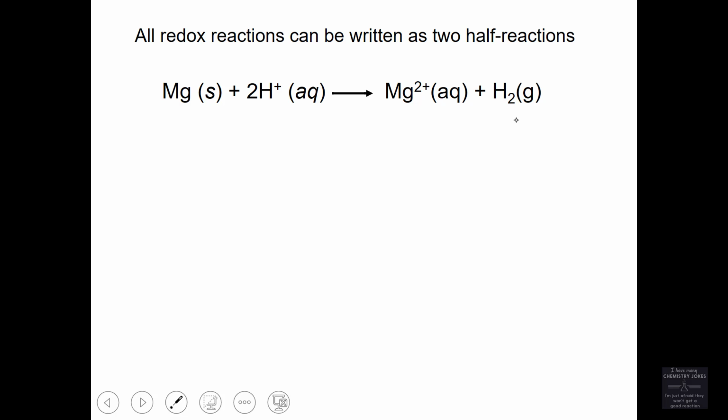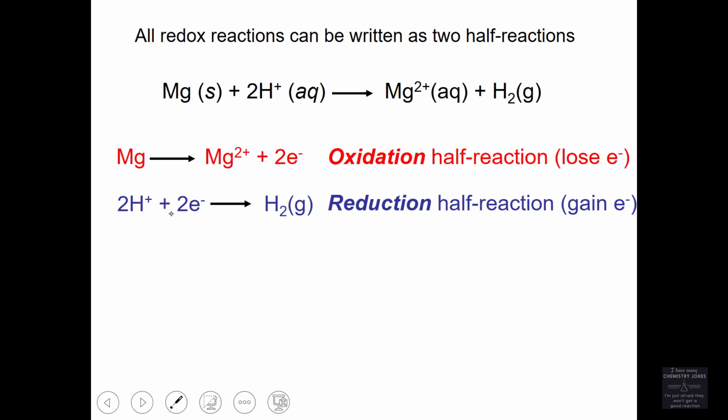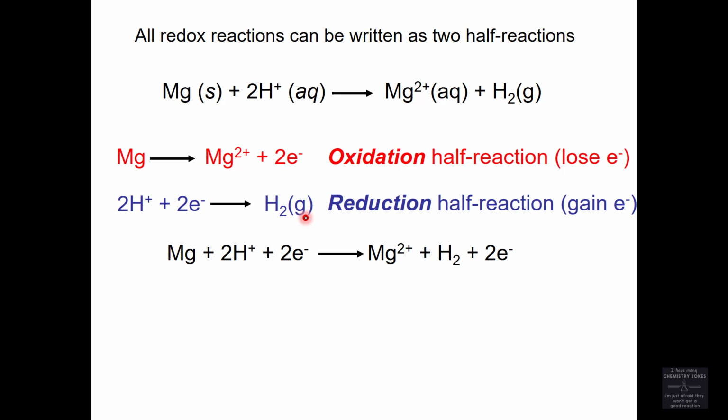So if we take a closer look at that same redox reaction, all redox reactions can be written as half reactions. If you include just the magnesium part, you get Mg yields Mg2+ plus 2 electrons. That is our oxidation half reaction. The oxidation half reaction always loses electrons. The reduction half reaction always gains electrons. So if we have the hydrogen part of the equation, that's the reduction half. If you sum those reactions together, your 2 electrons cancel out, and that gives you your overall reaction. Electrons are never shown in the overall reaction.